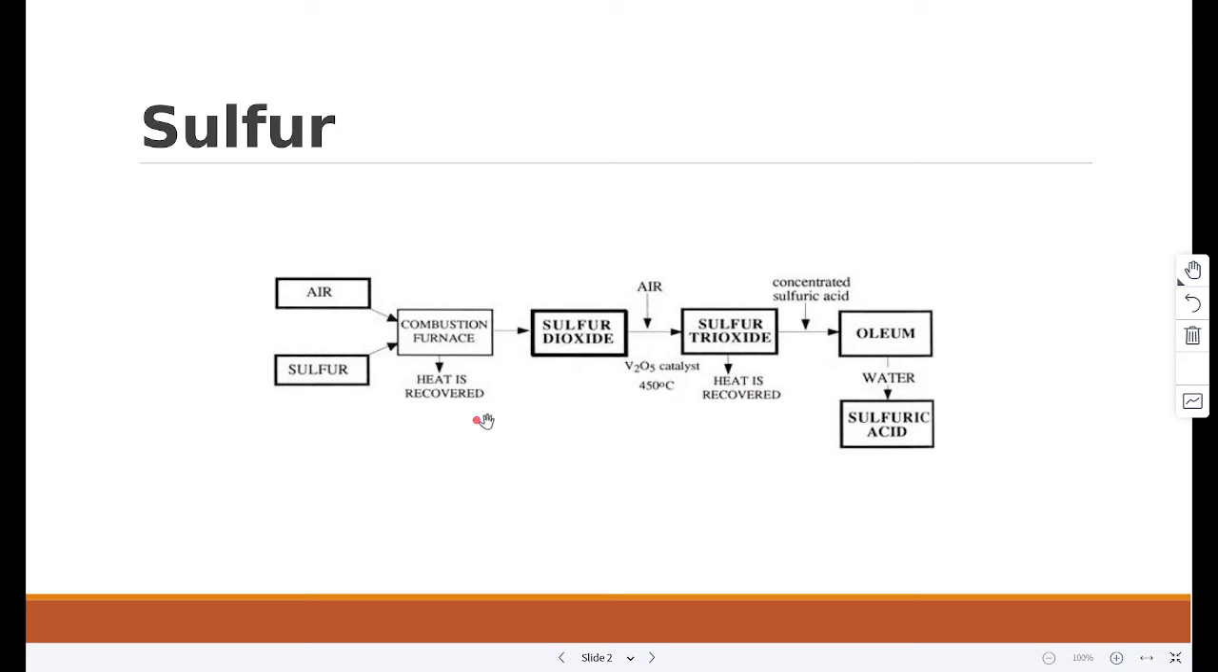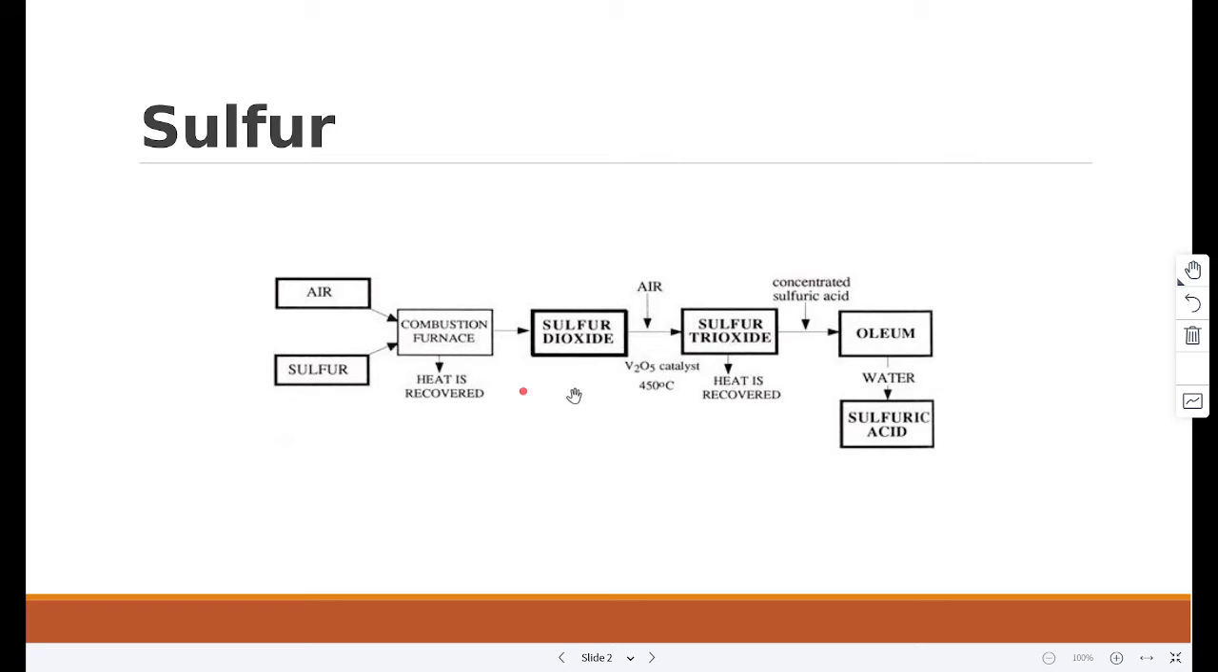Sulfur is found in its elemental state. It is also a byproduct from the removal of sulfur from petroleum and natural gas. So sulfur is used in making sulfuric acid, which is a very important chemical used in many industries. It is also used in making rubber tires more flexible.